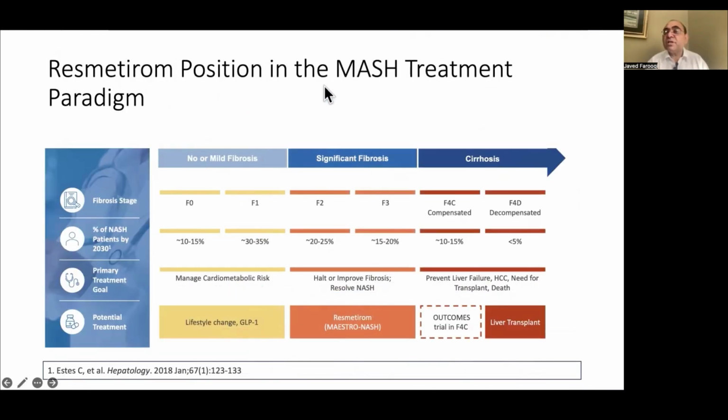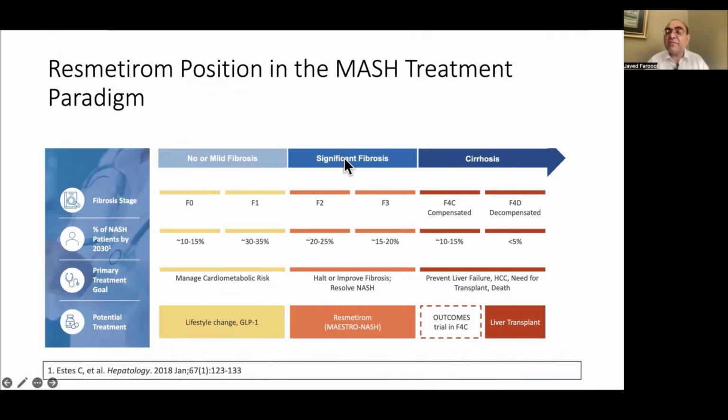This is the resmetirom position in the MASH treatment paradigm. When there is no or mild fibrosis, it means fibrosis stage is F0 or F1. The percent of NASH patients by 2030 will be 10 to 15% with F0, those patients who are having fatty liver disease, and 30 to 35% will be F1. And the primary treatment goal should be to manage cardiometabolic risk. So the disease starts and initially there is a cardiometabolic risk. So when there is no or mild fibrosis, the primary endpoint is to manage cardiometabolic risk. And the potential treatment for this stage is lifestyle changes and GLP-1. So these are the treatment modalities.